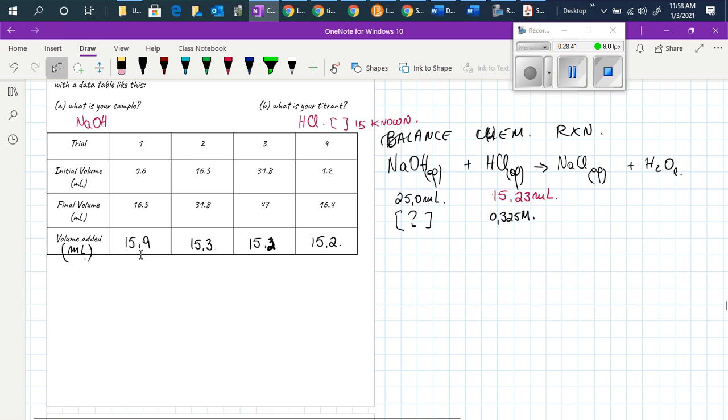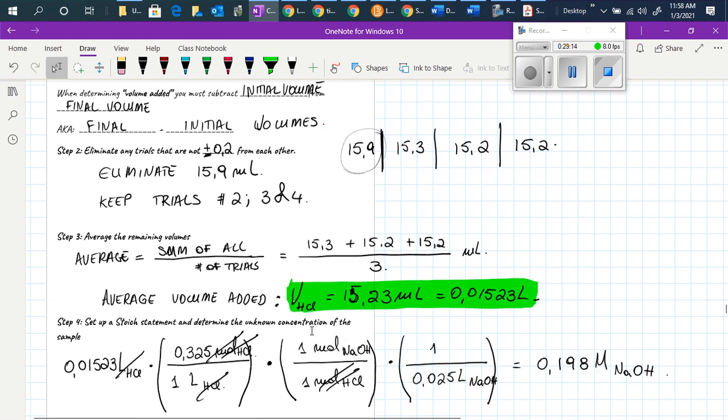If it is needed, we eliminate a volume that is more than plus or minus 0.2 milliliters, and then we find the average, completing that other piece of the hydrochloric acid. In this case, that is the volume of hydrochloric acid, and then we do stoichiometry after that and find the concentration.